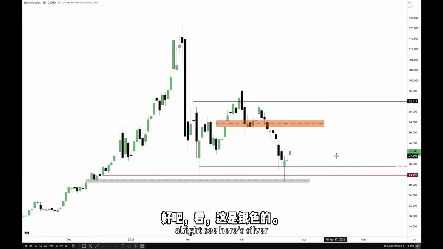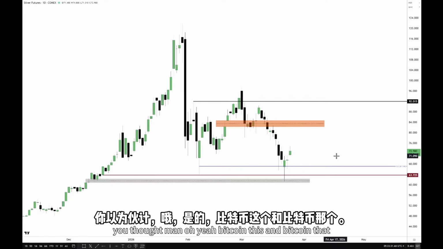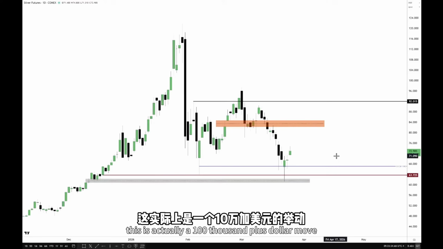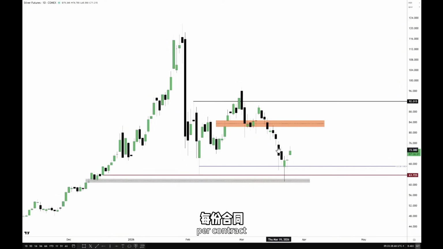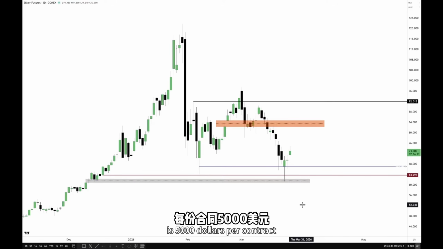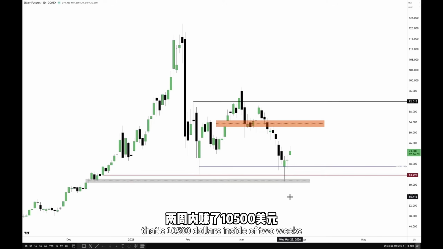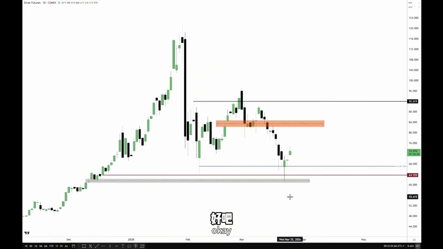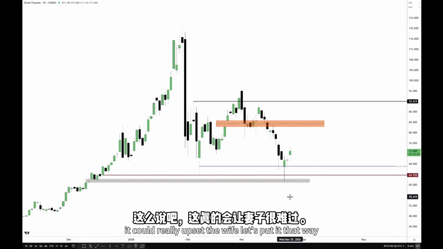All right, so here's silver. You crypto guys, you're talking about, oh yeah, Bitcoin this and Bitcoin that. This is actually a $100,000-plus move per contract. Doesn't look like that, does it? But every 100 handles or 100 points is $5,000 per contract. That's $105,000 inside of 2 weeks. If you're wrong on something like that, it could be a pretty bad day. It could really upset the wife. Let's put it that way.